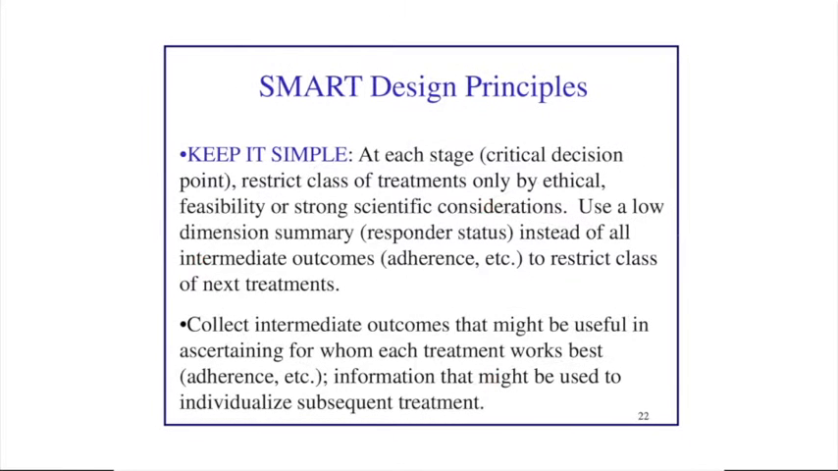Let's just keep it simple. Only put into the design of the trial the things you know have to be there, like we have to treat responders differently from non-responders. And then, of course, you want to collect information like adherence level, like side effects, social support, and so on, to see whether or not the treatment should be tailored to these other characteristics.